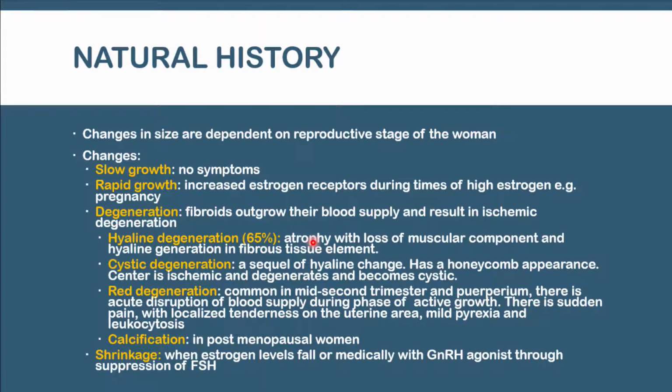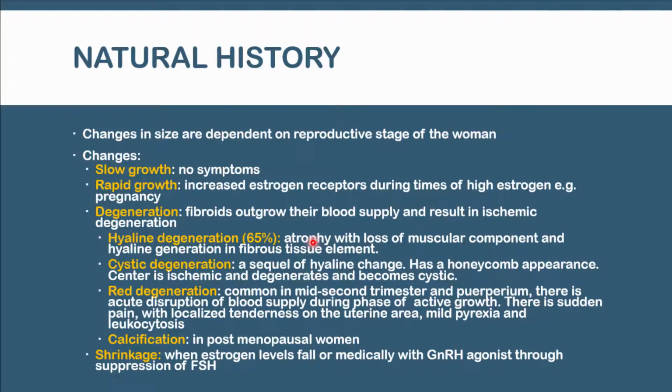Now, if the fibroid is still not receiving enough blood supply, then hyaline degeneration can progress to become cystic. So the center of this fibroid will become ischemic. It will undergo degeneration and it will become cystic. So it may give you this honeycomb appearance, and you refer to that as cystic degeneration.